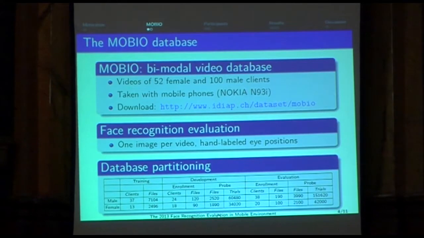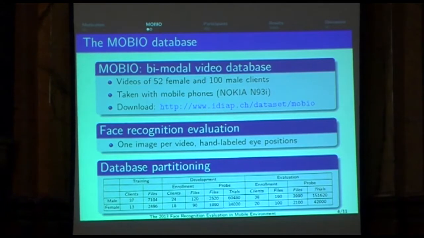The Mobio database is, as I said, a bimodal video database recorded from 50 female and 100 male clients. These videos were taken with mobile phones, and this database can be downloaded for free from our webpage. For the face recognition evaluation, we extracted one image from each video, and we hand-labeled the eye positions in these images. And gave the images and the hand-labeled eye positions to the participants, which then could use these images for their evaluation.